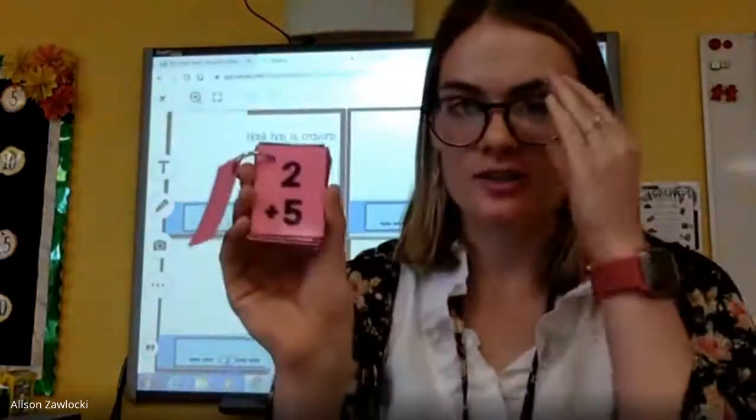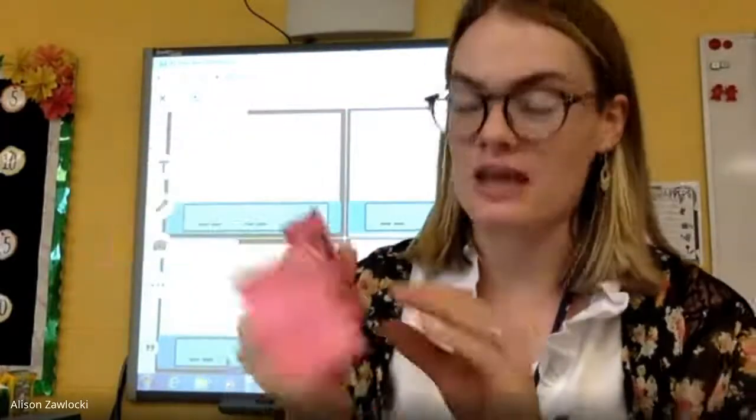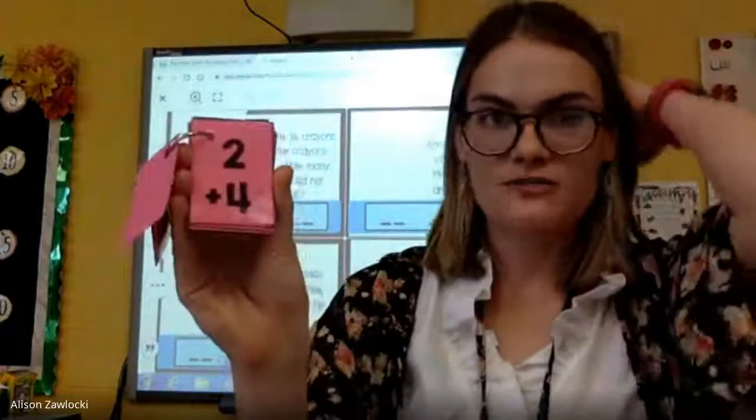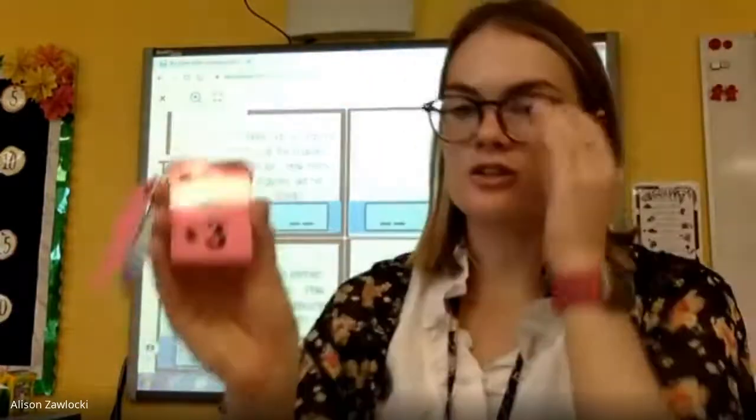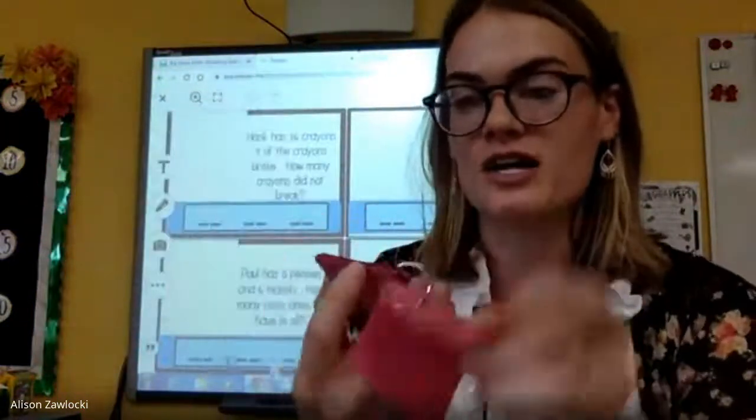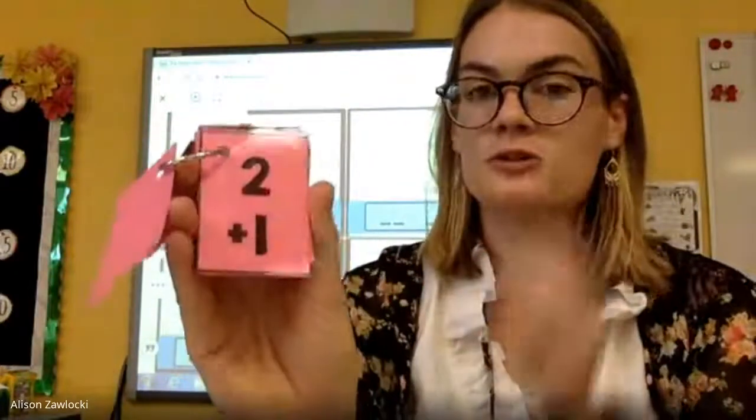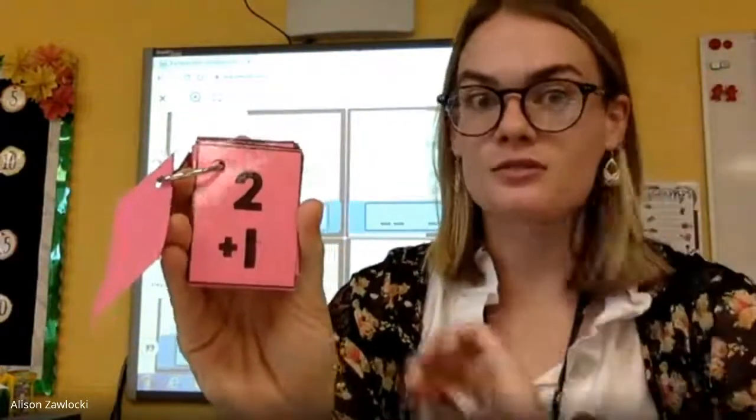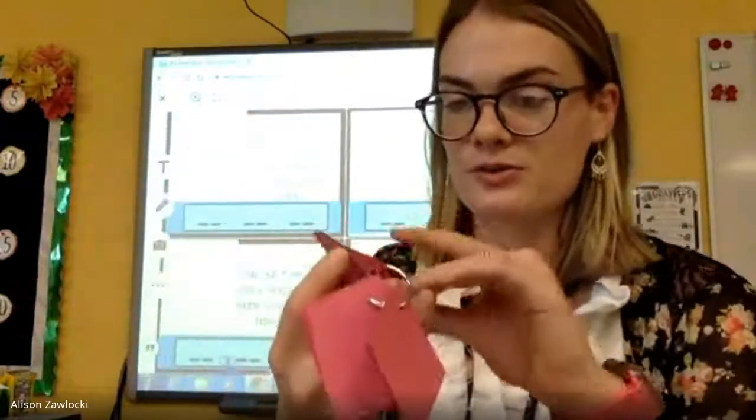We are going to get started by doing some fact fluency. So let's get started with our twos. Okay, let's do this one first. 2 plus 5 equals 7. Great. 2 plus 4 equals 6. Awesome. 2 plus 3 equals, you know that one, 5. Great. 2 plus 2, oh, that's a double. 4. Great. 2 plus 1, 3. 2 plus 0, 2. Great.